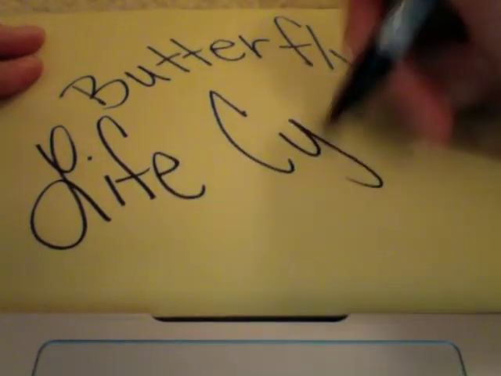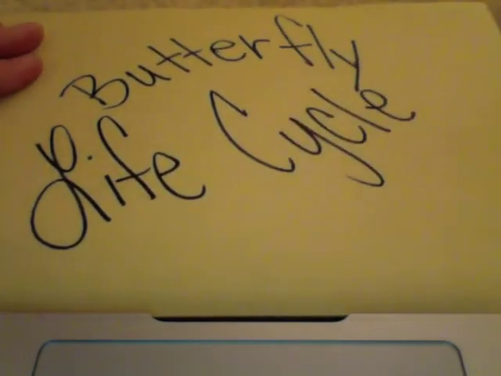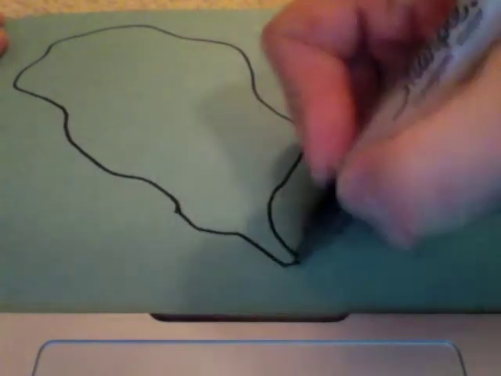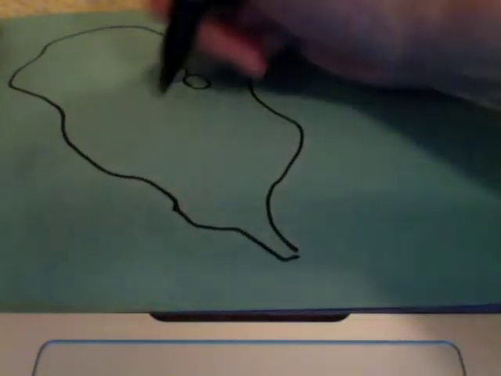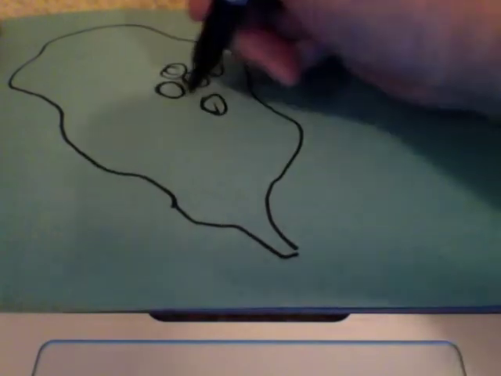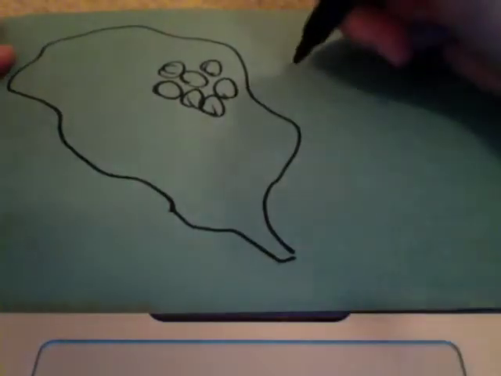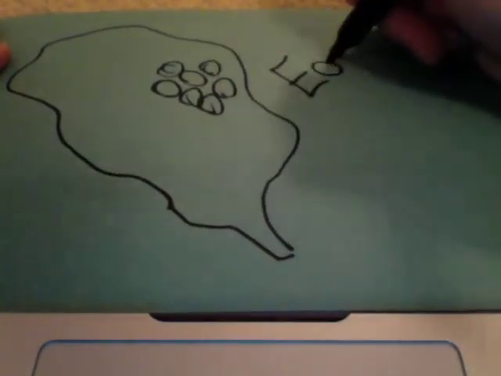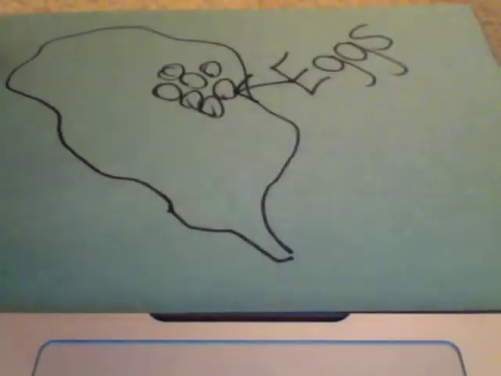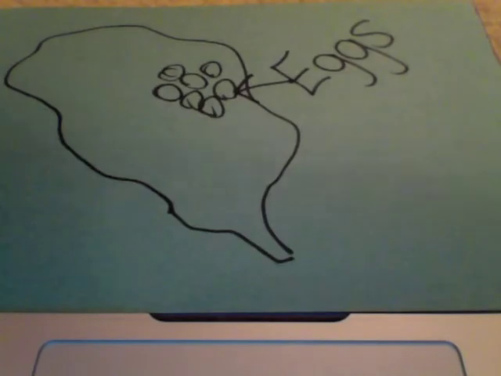And clearly, I am not the best artist in the world. I'm going to draw a leaf. So there's my leaf with eggs on it. So if I want to include any facts, I would put the facts on here too, or I would just make a little side note of what I want to include when I'm recording my actual flip chart.